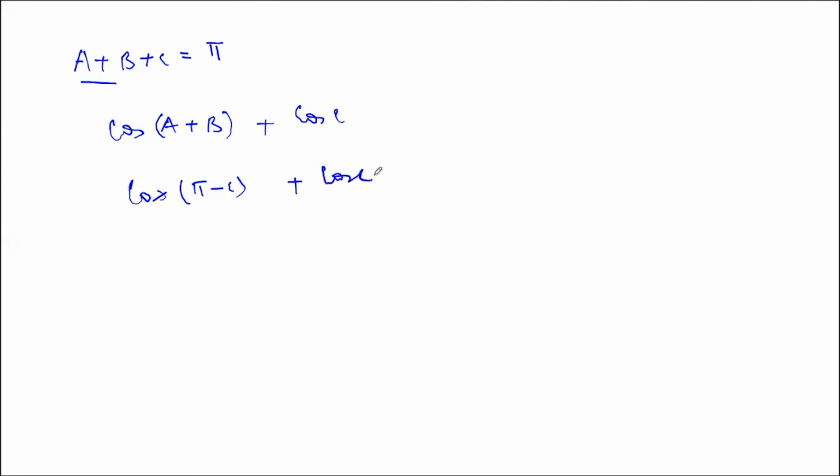Now cos of pi minus c: we know that pi is 180 degrees and minus c, right? So c is a positive angle, so this is in the second quadrant. In the second quadrant, with 180 as a plus or minus, the function will not change. Cos will remain cos, so this will be cos of c with a minus sign, and there is a plus cos c. So cancelling both of these, we are getting the value 0, right?